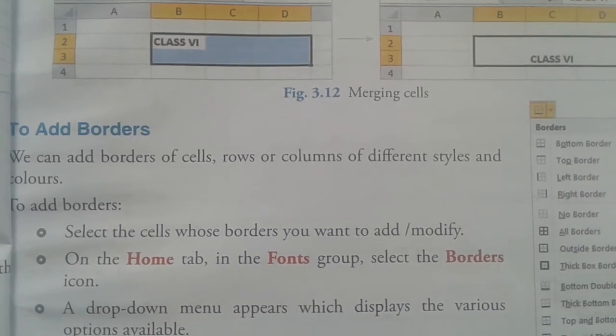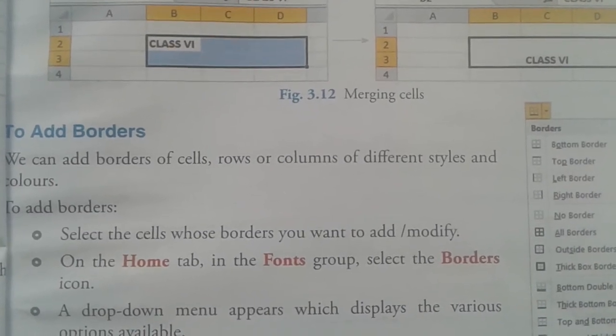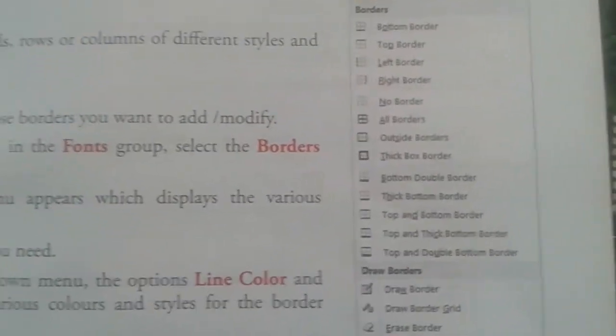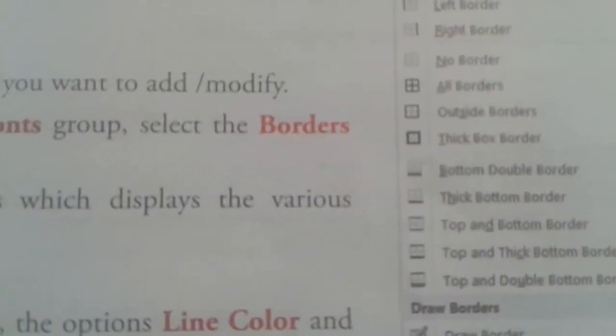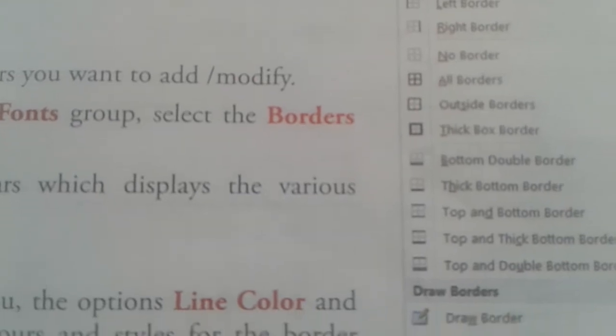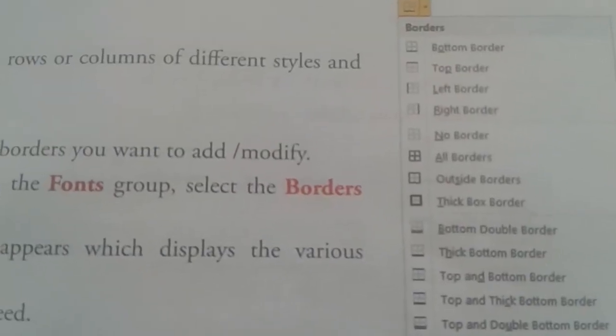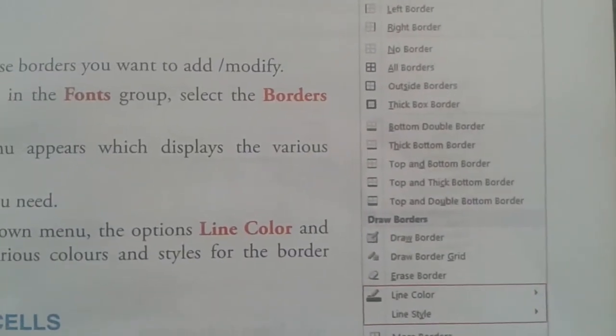How to add borders? Select the cell. How can we select the borders? You have seen there are so many different types of borders. These are the types of borders. Yes, select the cell whose boundary you want to select.